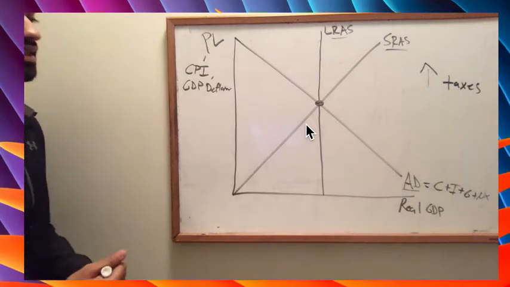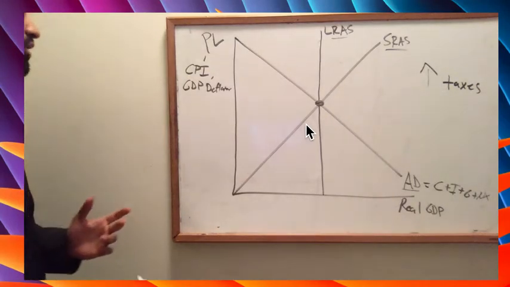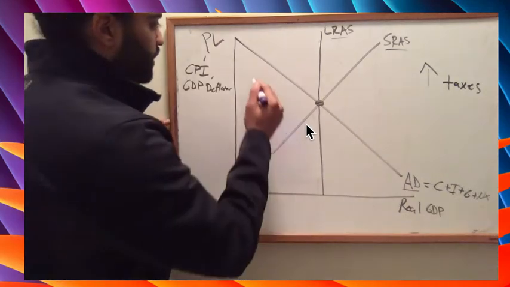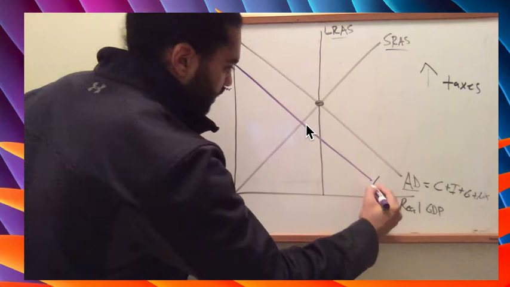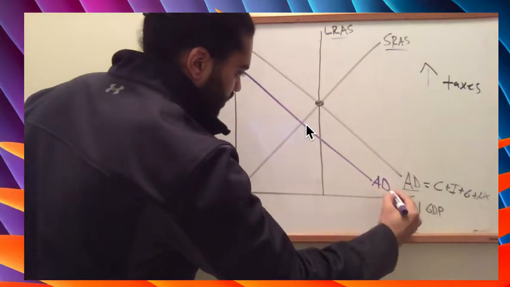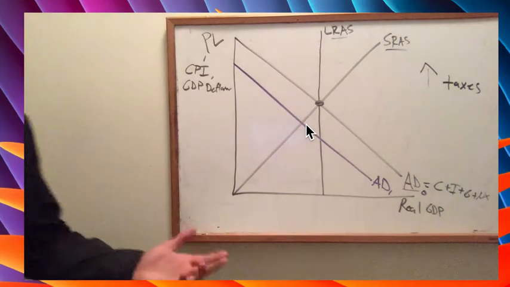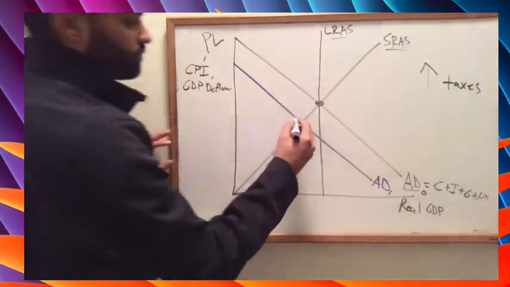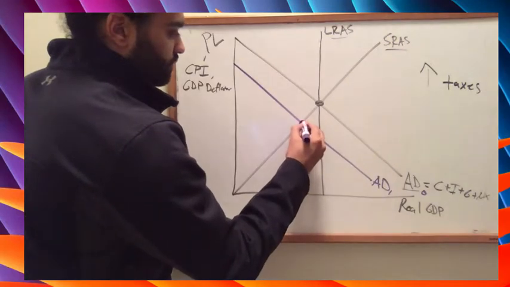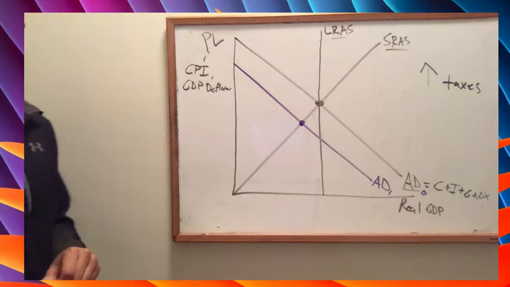If we see an increase in taxes, people are going to be spending much less. Because they're spending much less, our aggregate demand curve is going to shift to the left. So now this is AD1, that's our AD0. So increase in taxes reduces consumption spending. Now we have this, our new short-run equilibrium.